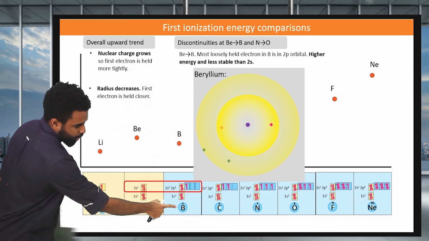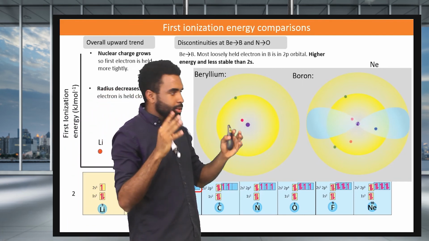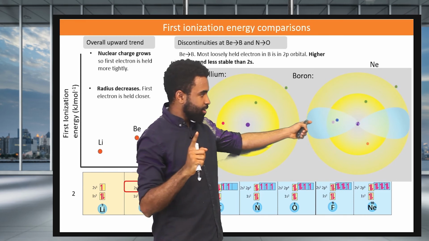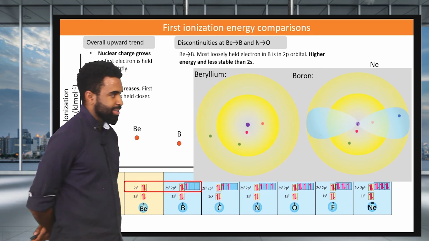When we go to boron, though, we need to add in that p orbital. And for some weird quantum mechanical reasons, the p orbital is higher energy than the s orbital. Therefore, it's easier to remove.